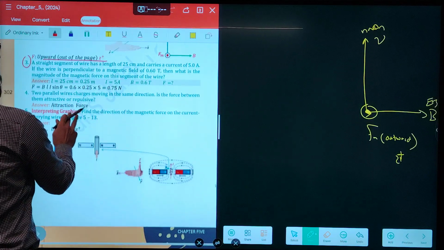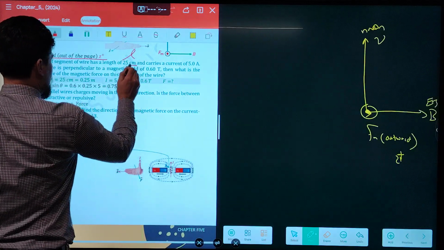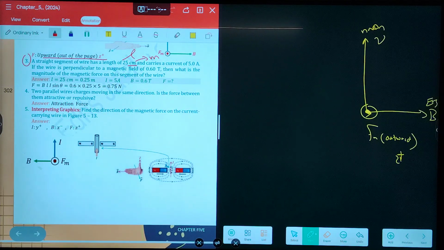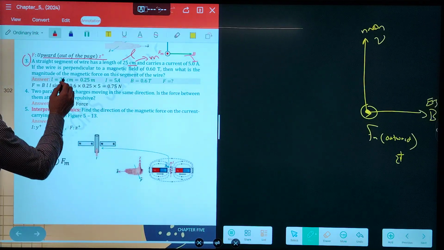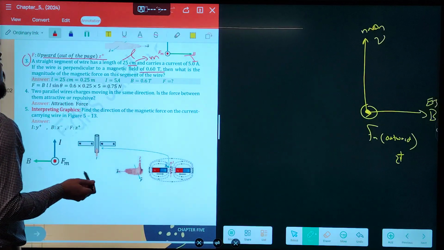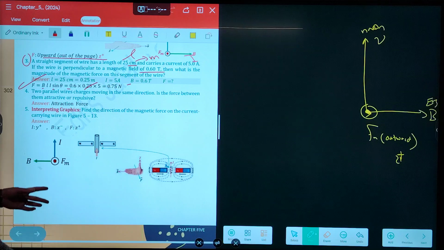Question 3. A straight segment of wire has a length, which was given in centimeters. Be careful, you have to convert to meters, and it carries a current of 5 amperes. This is I. If the wire is perpendicular, angle 90, the magnetic force is maximum, and this is the magnetic field. What is the magnetic force? Just replace in BIL: 0.75 Newton.